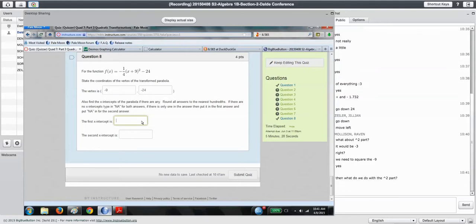Now, here's the thing about it. The square part, this x squared thing right here, basically tells you you're dealing with a parabola. Got it? All right.